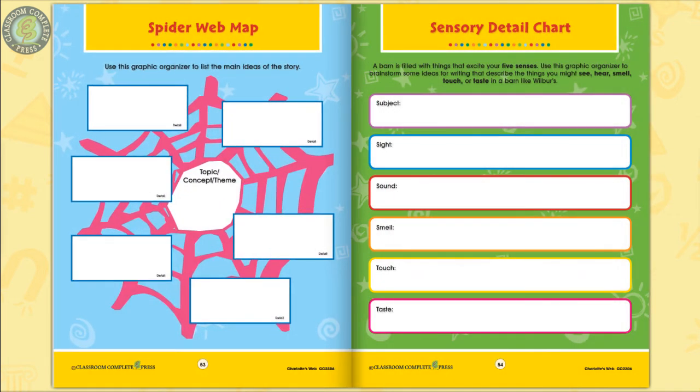3 color posters, which are graphic organizers, complete the resource. Complete a spider web map to list the main ideas of the story.